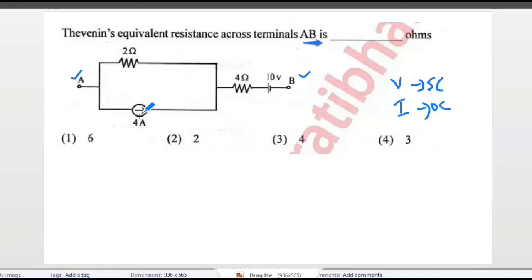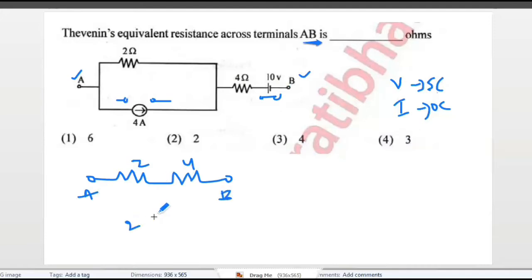Now here it will be open circuited and this is short circuited. Now this will become like this. So it is 2 ohm and it is 4 ohm. So these are the A, B terminals. As these two are connected in series, the equivalent resistance between the terminals A and B is 2 plus 4, it is 6 ohm. So Thevenin's equivalent resistance is 6 ohm.